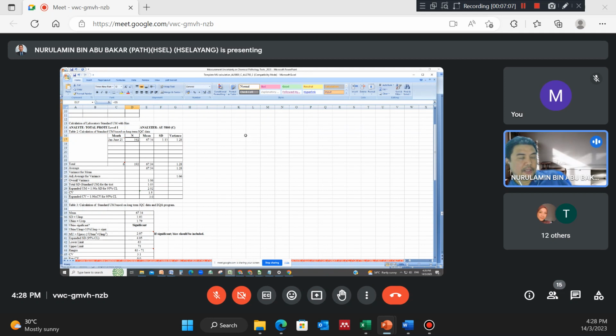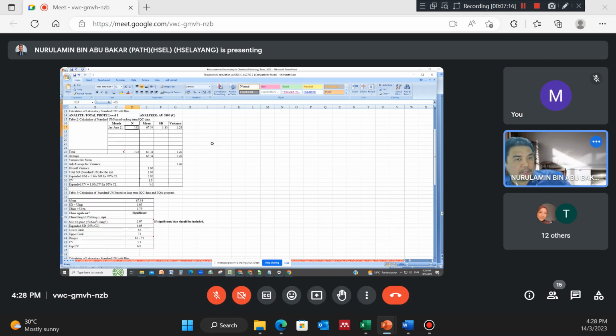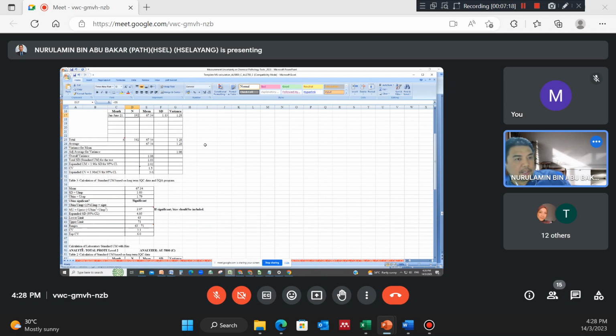This Excel template, we declare this Excel template in our WI document to be used as part of our MU document or calculation. And at the end, we have the standard SD from this calculation, which is 1.03 unit. So the mean is 67. So the standard uncertainty imprecision is 1.03.